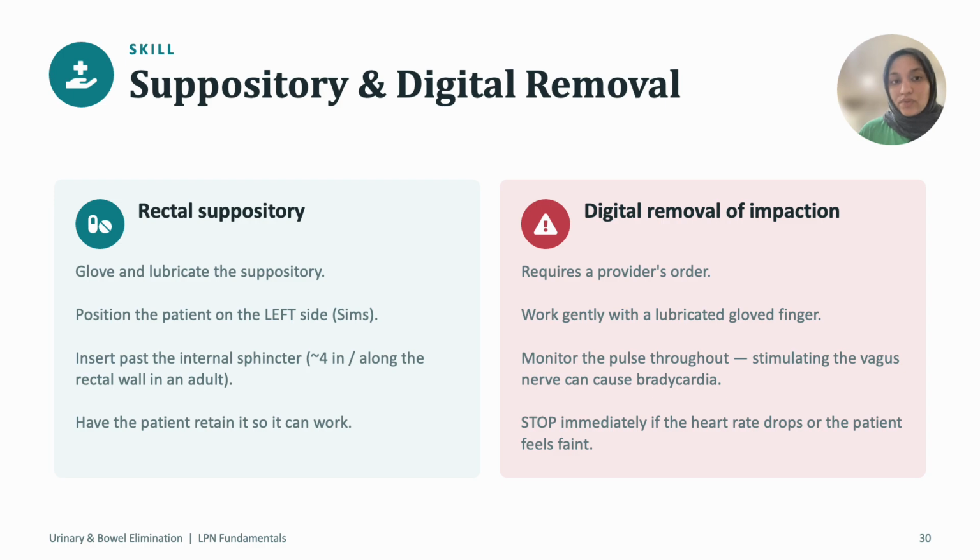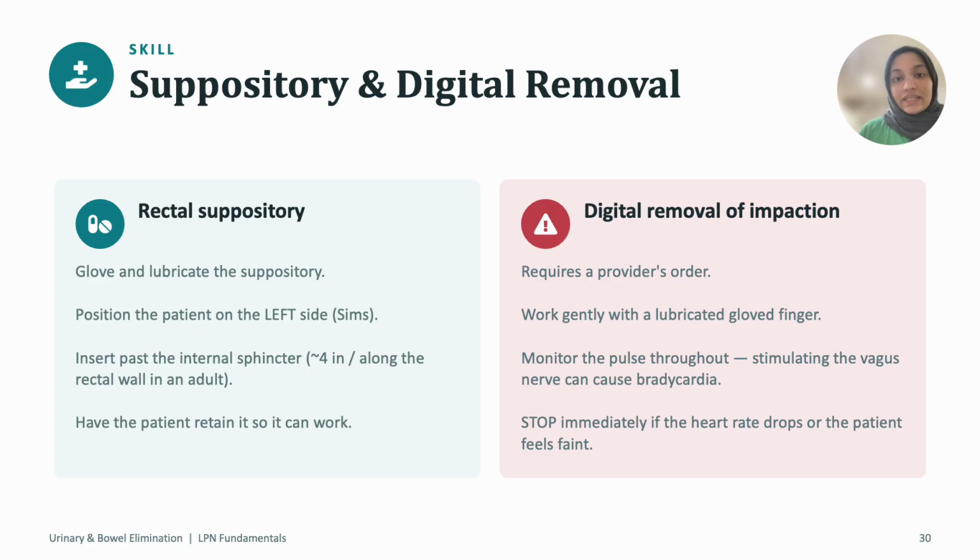Suppository and digital removal. So a rectal suppository, you want to glove up, lubricate it, and position on the left side and insert it. Remember, anything that goes up in the rectum, the patient is positioned on their left side. Sims. It's called Sims position, but left side. So you insert it past the internal sphincter, about 4 inches in an adult, placing it against the rectal wall, not into the stool. Then have the patient hold it so it can dissolve and work.